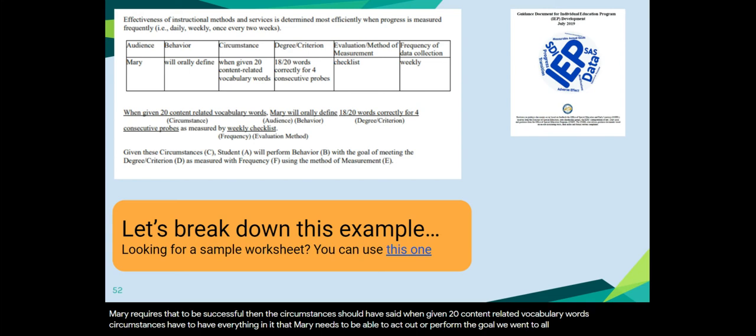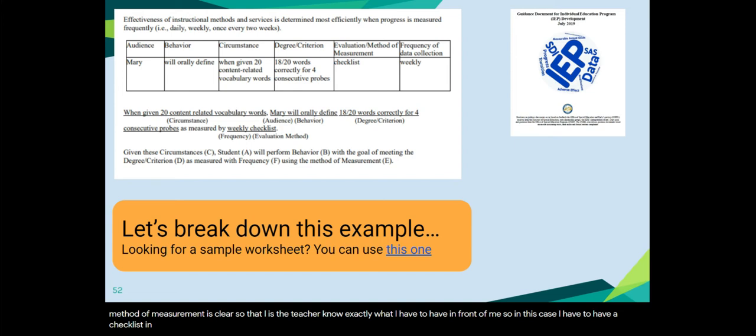We want to also make sure that our method of measurement is clear so that I, as the teacher, know exactly what I have to have in front of me. So in this case, I have to have a checklist in front of me, and I'm measuring it weekly. So you want to make sure that under the stranger test everybody would understand exactly what you're going to have. And if it's something like a checklist that I am creating, then I would recommend as the best practice that you upload that checklist so that people can see exactly what that looks like. So the stranger test, if Mary goes to a new teacher, that teacher has an example of what it looks like, and they can move forward with her progress.